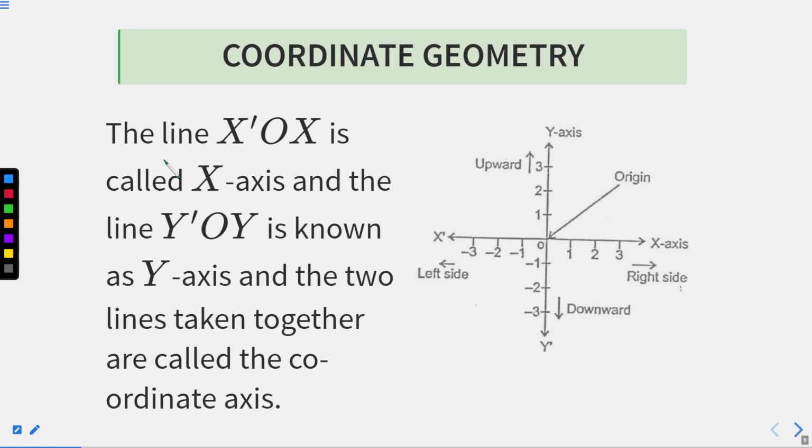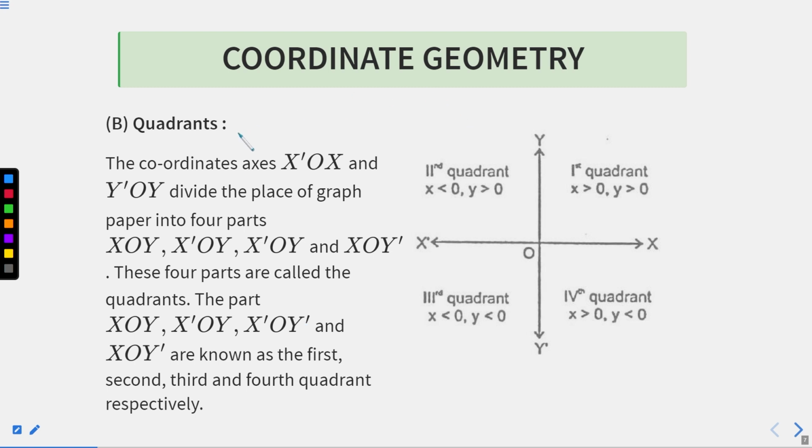Now the line x'Ox is called the x-axis. I have already taught you. So the horizontal line is the x-axis and this vertical line is the y-axis, and this is our origin where these two lines intersect each other. Clear? Okay. Now let's talk about quadrants.